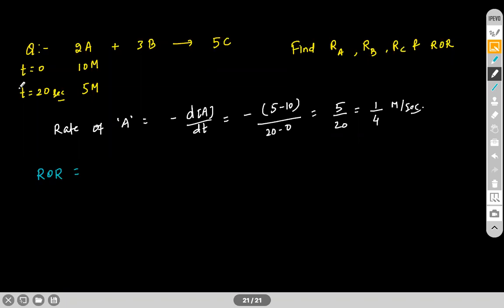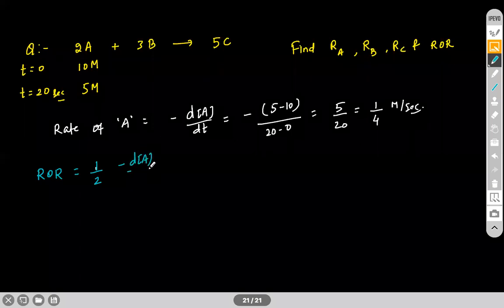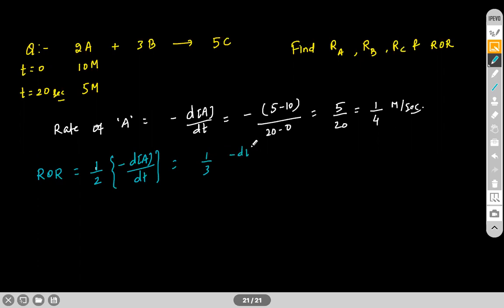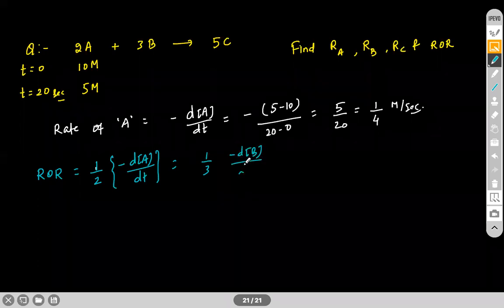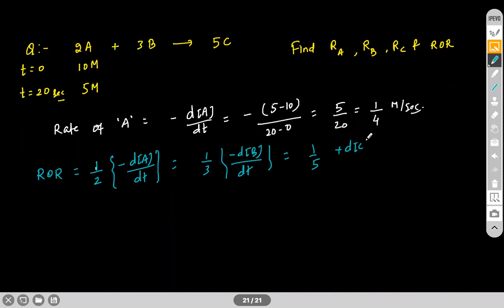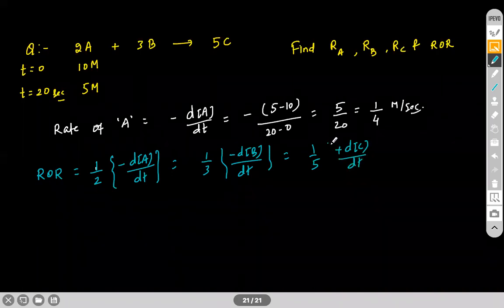Now to find out RB and RC, we'll use this expression of ROR. We can write ROR is equal to 1 by 2 of minus of dA by dt. So for the rate of reaction, we'll use the stoichiometric coefficient: 1 by 3 of minus dB by dt, and it goes to 1 by 5 of plus dC by dt.